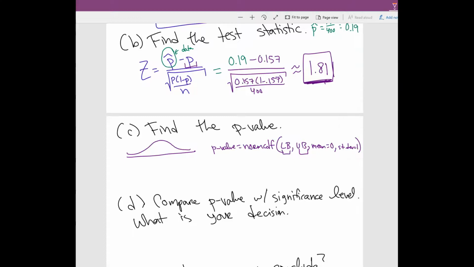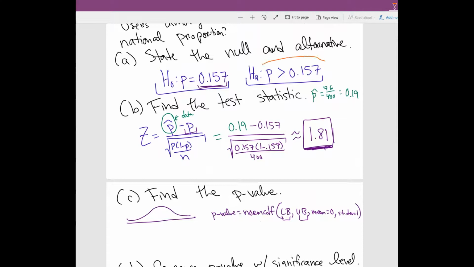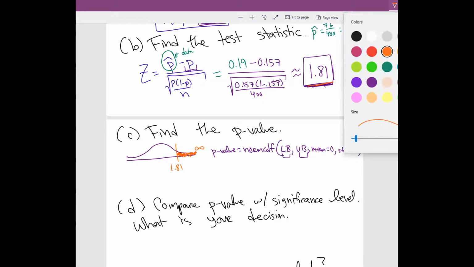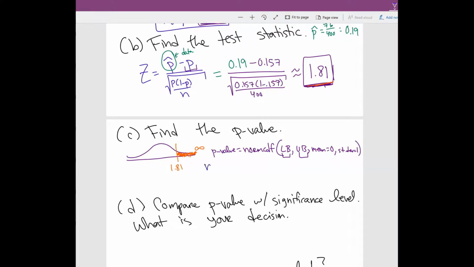Okay? So if you look at the alternative, my alternative is a greater than. A greater than means that you're looking at all of this area to the right. So that means that my z-score, this 1.81, is right there. Okay, so if you look at this area, if infinity is over here, let's figure out what we should be putting in our calculator. This is going to be norm CDF. My lower bound is going to be 1.81. My upper bound is going to be infinity. My mean is just going to be equal to 0. And my standard deviation is going to be equal to 1.